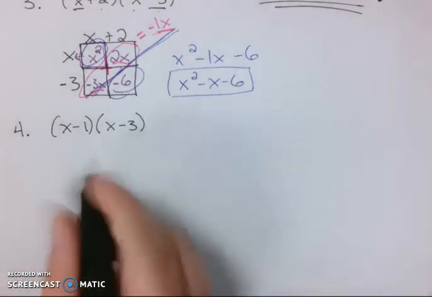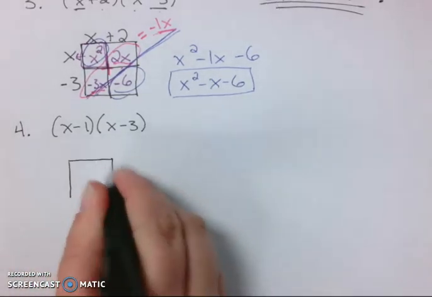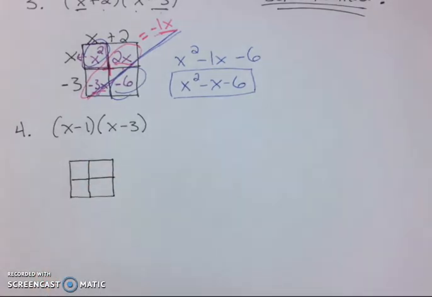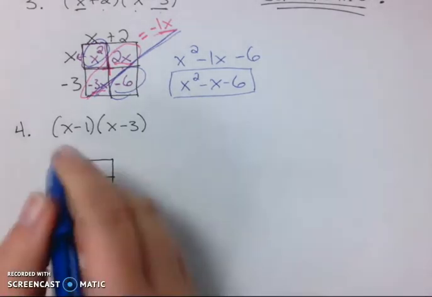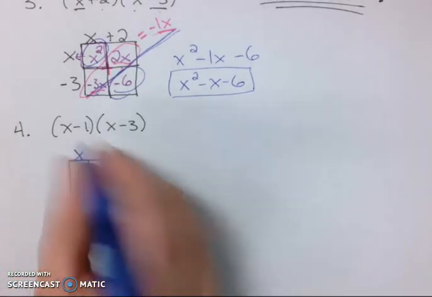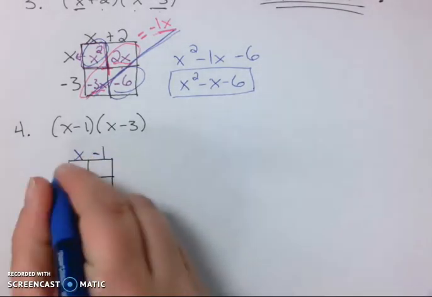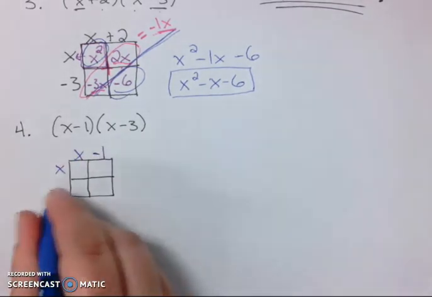I have a 2 by 2, so I draw my 2 by 2 box. I probably should have drawn it bigger. Oh well. Okay, this first x goes on top. Negative 1 goes right next to it on top. This x goes to the side, and then negative 3 goes to the side.